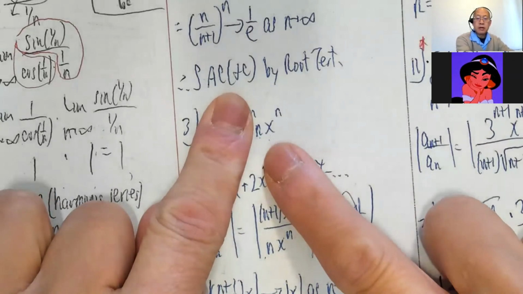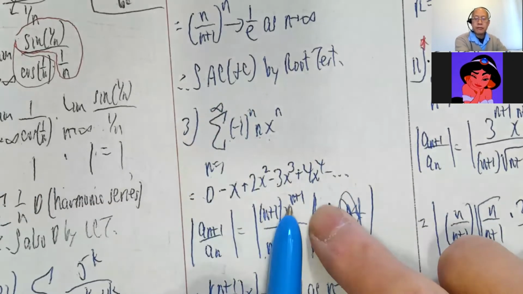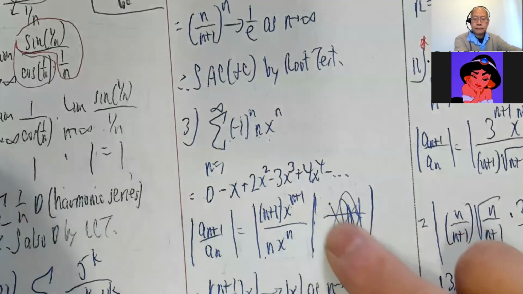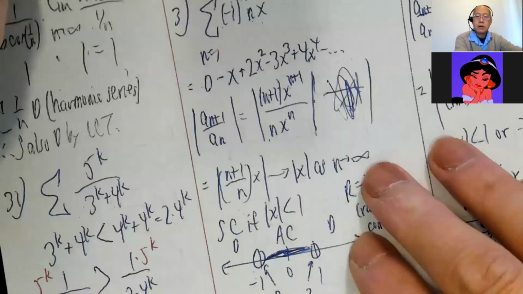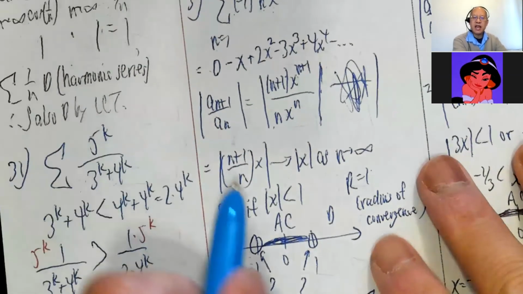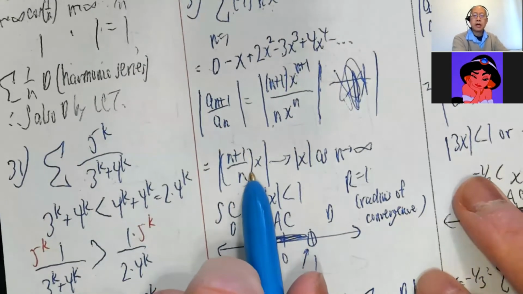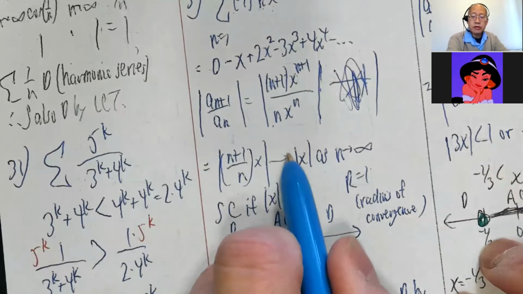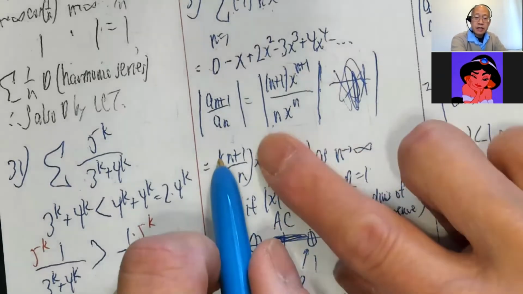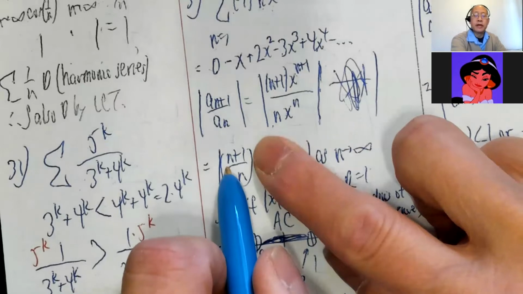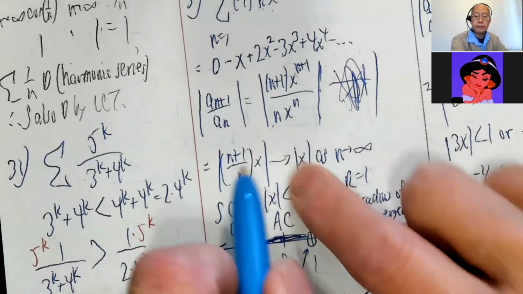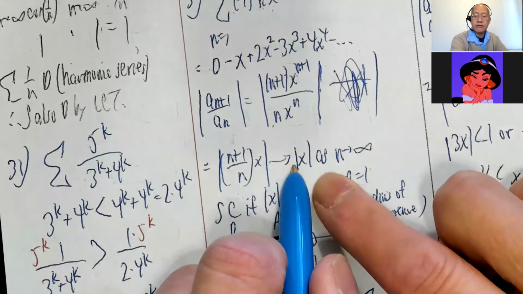N plus 1, x to the n plus 1, divided by a sub n, just copy the original. Okay, so that's n plus 1 over n. X to the n plus 1 divided by x to the n is just x. And that approaches absolute value of x as n approaches infinity. When n gets big, this is 1. If I plug in a billion and 1 divided by a billion, that's essentially 1. So we approach absolute value of x.